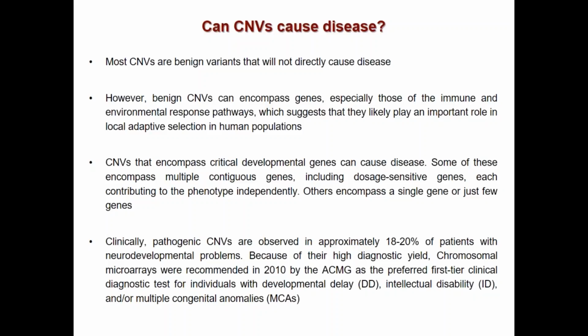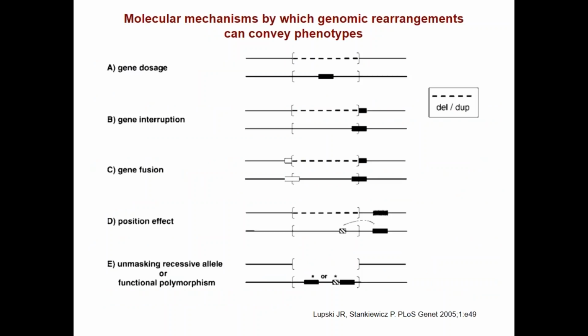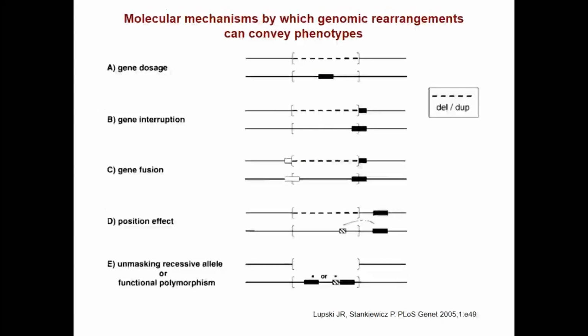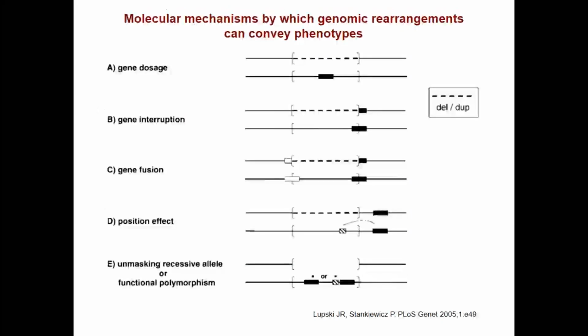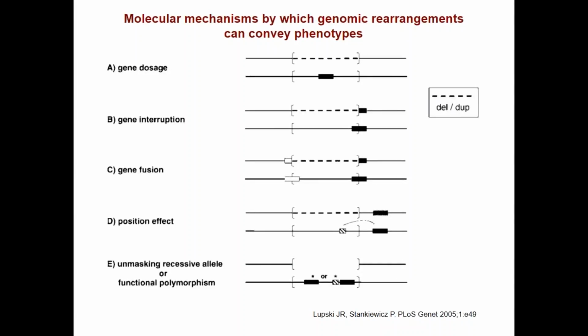And clinically, when we do this kind of chromosomal microarray analysis for patients, we see that approximately 18 to 20% of the patients have these pathogenic CNVs. So the diagnostic yield of the technology is up to 20%. That's why in 2010, the American College of Medical Genetics suggested that chromosomal microarray technologies be the first tier test for individuals who have developmental delay, intellectual disability, other neurodevelopmental issues like psychiatric issues, as well as patients with multiple congenital anomalies.